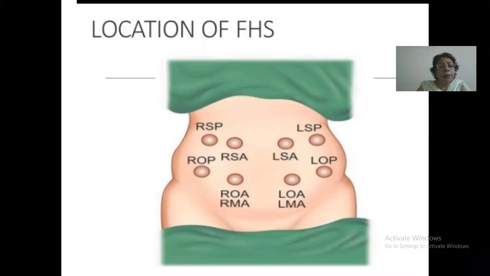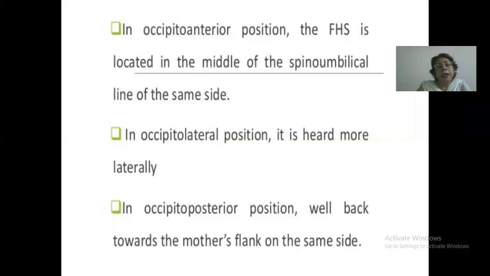Then we come on to the occipitoposterior positions, that is the right occipitoposterior, left occipitoposterior. You can hear the fetal heart in the flanks. Then right occipitoanterior, left occipitoanterior, and right midline anterior, LMA, all these will be a little towards the midline. In occipito-anterior position, the fetal heart is located in the middle of the spino-umbilical line, as I have shown you. In occipito-lateral position, it is heard more laterally. In occipito-posterior position, it is heard well back towards the mother's flank on the same side.